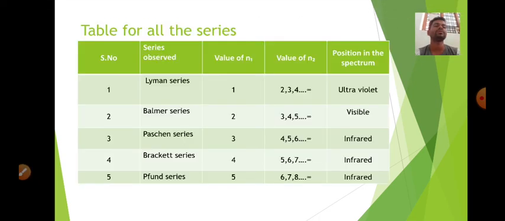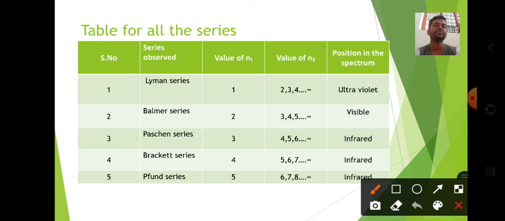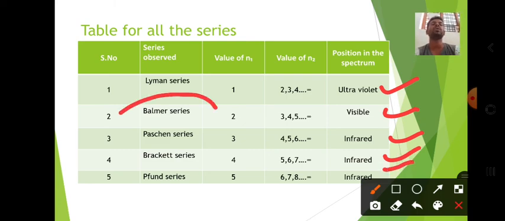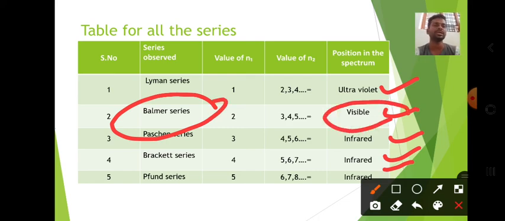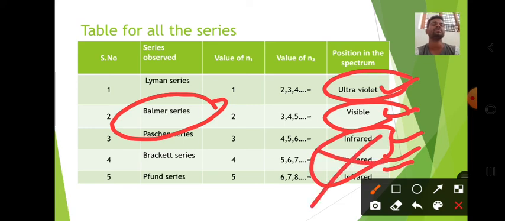can be found where? For the Lyman series it is in ultraviolet. For the Balmer series it is in the visible region. For the Paschen series it is infrared, and Brackett is also infrared, and Pfund is also infrared. So that means only the Balmer series can be seen by us. Why? Because it appears in the visible region, right? And ultraviolet and infrared cannot be seen by us.